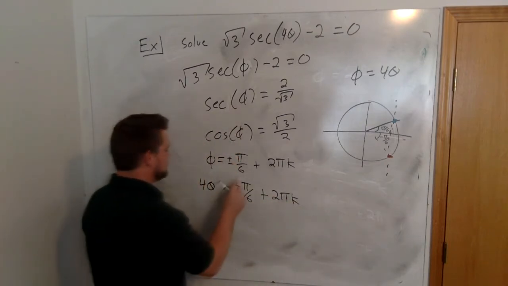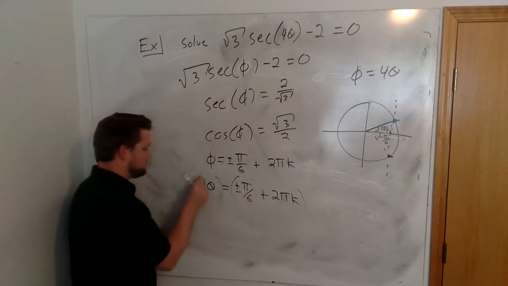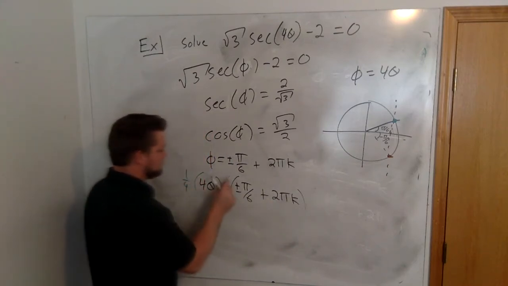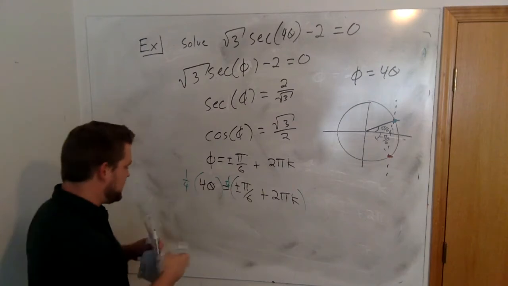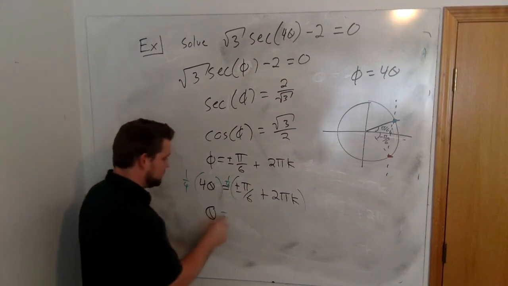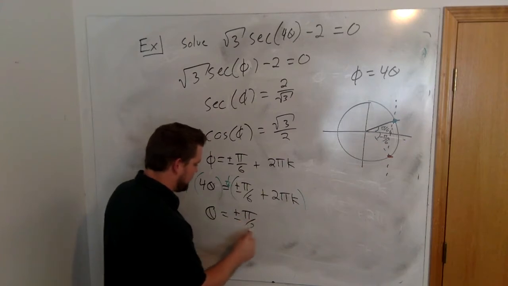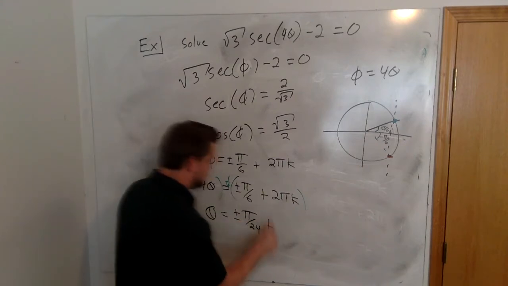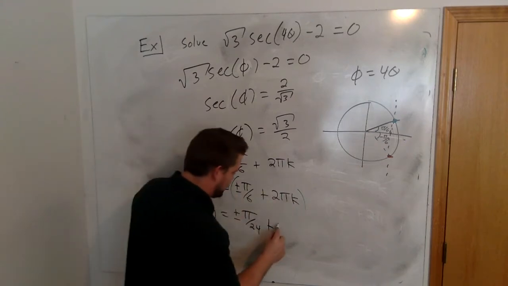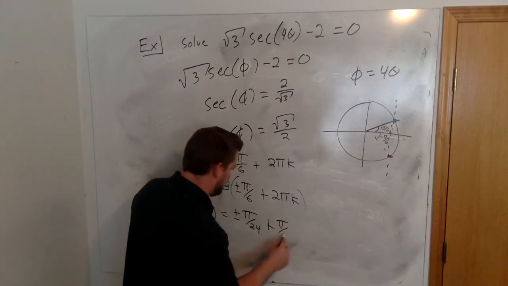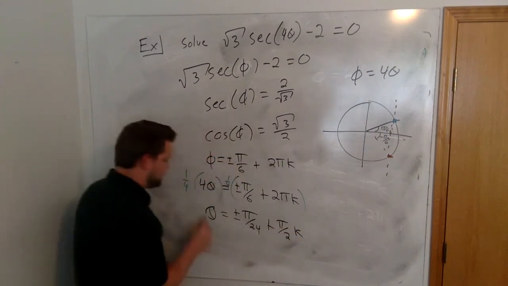So let's go ahead and multiply both sides by a fourth. So we'll get that theta will be equal to plus or minus pi over 24 plus 2 divided by 4 would be 1/2. So how about pi over 2 k? And here is our solution set.